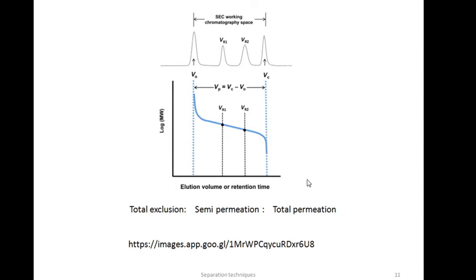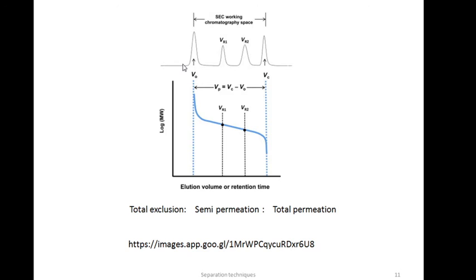Okay. So log of molecular weight versus elution volume. Elution volume or retention time, you can use both. But in size exclusion chromatography, we usually consider it as elution volume. Volumes are very important here. Okay. So there is a relationship between elution volume and log of molecular weight. So you can tell what molecular weight compound you have obtained at a particular elution volume.